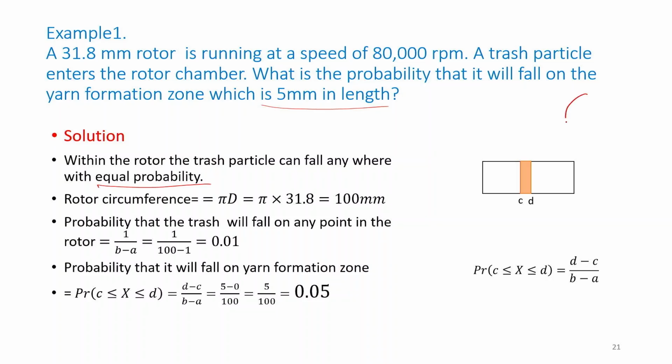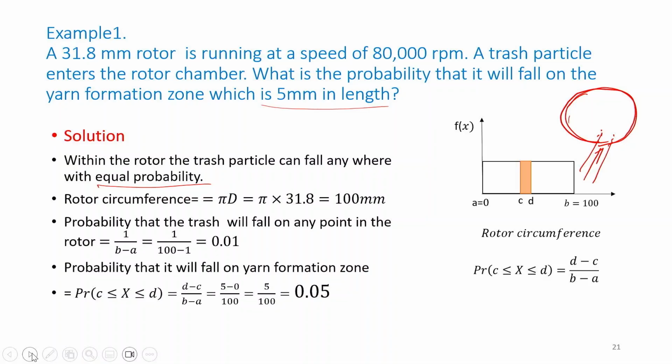So rotor is basically a device. If I take a cross-sectional view, it will look like this, and there is a channel through which we feed fibers, and a typical trash can fall anywhere. This is the circumference of the rotor, so it can fall from anywhere, starting from here to there. Whatever is the circumference of the rotor, that is available to the trash particle for deposition. So that is what the rotor will look like.